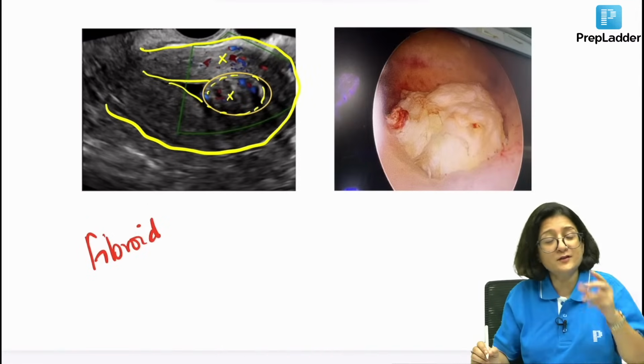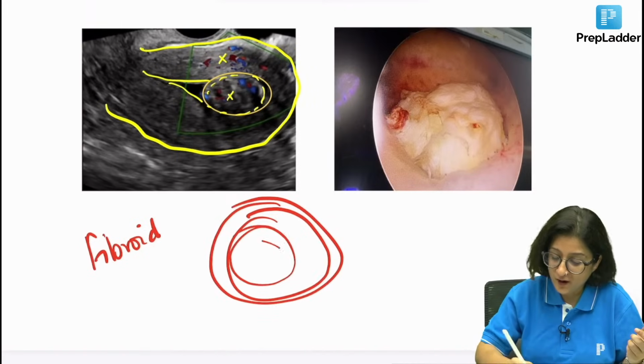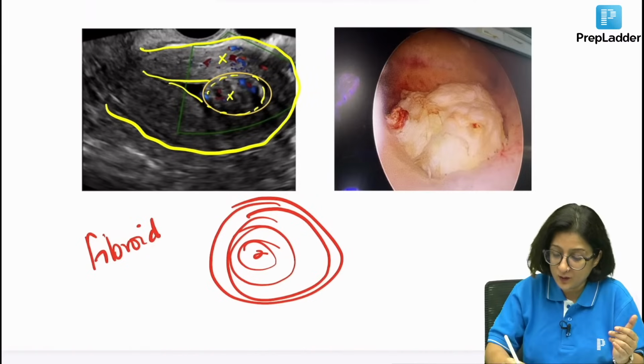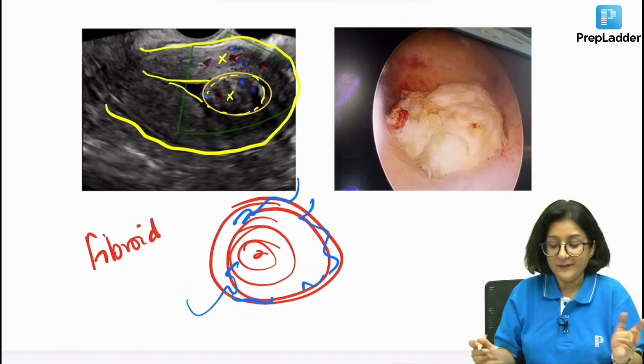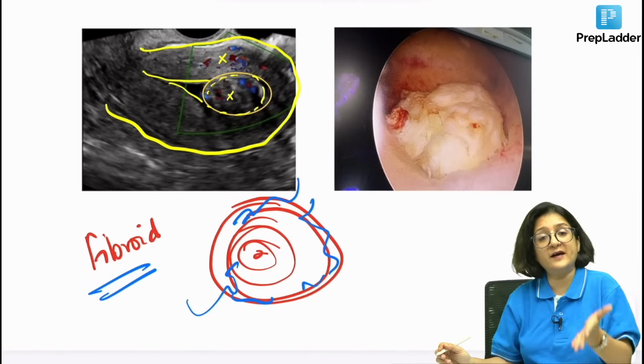Remember, with fibroid you have to correlate the basic pathology. Fibroid has a pseudocapsule, right? Whorled appearance, pseudocapsule. Periphery is more vascular. That is what you see on scan images also. So this is a fibroid image.